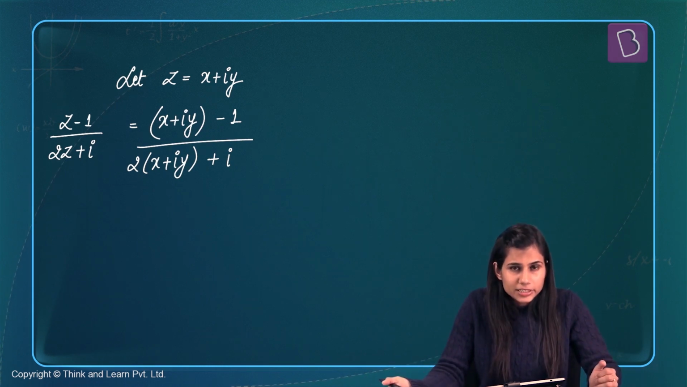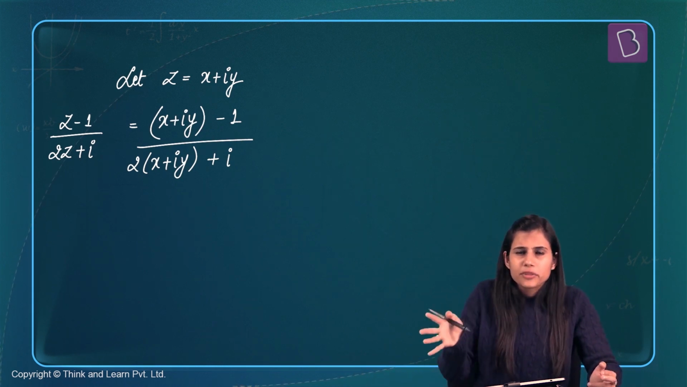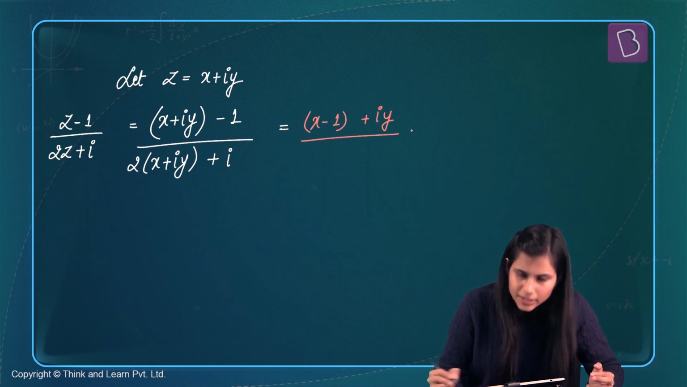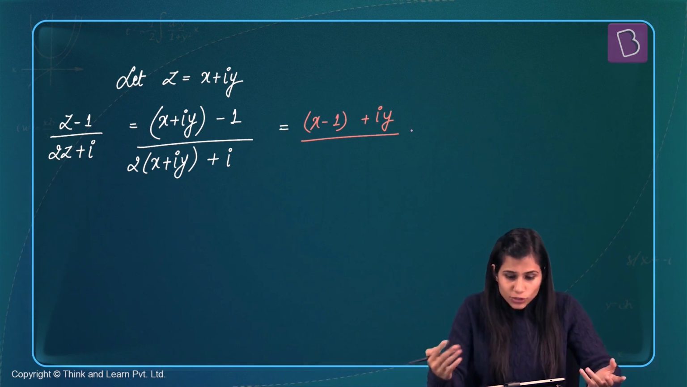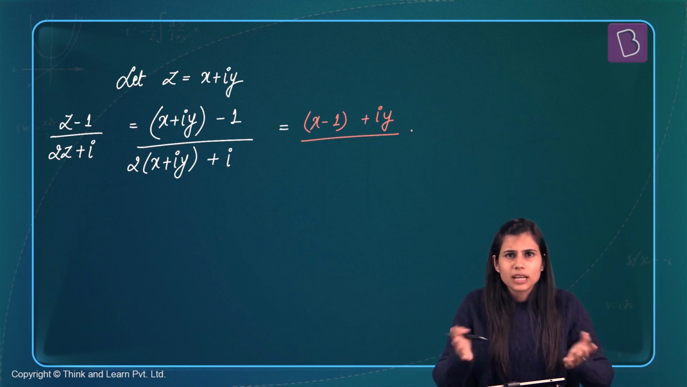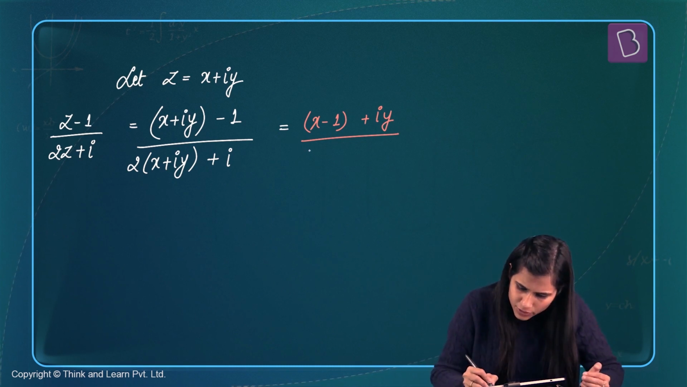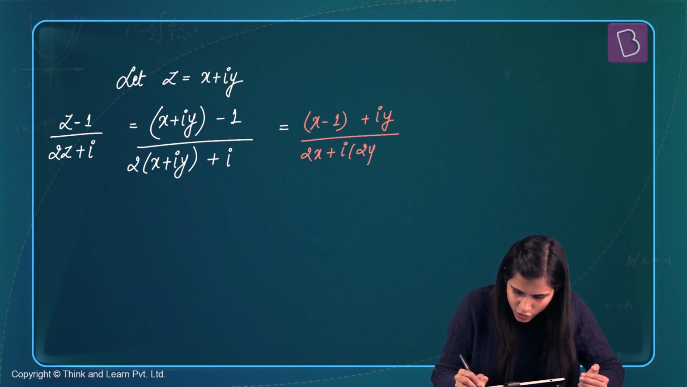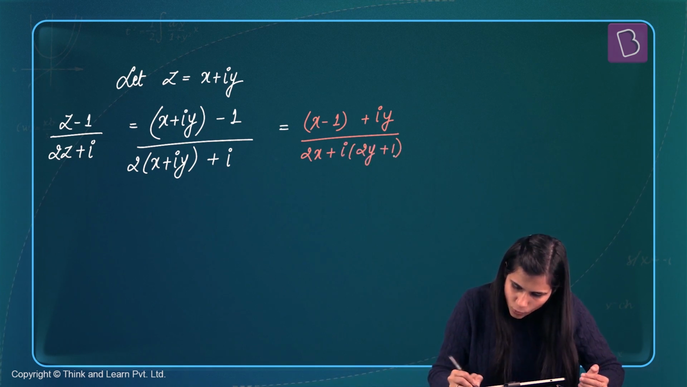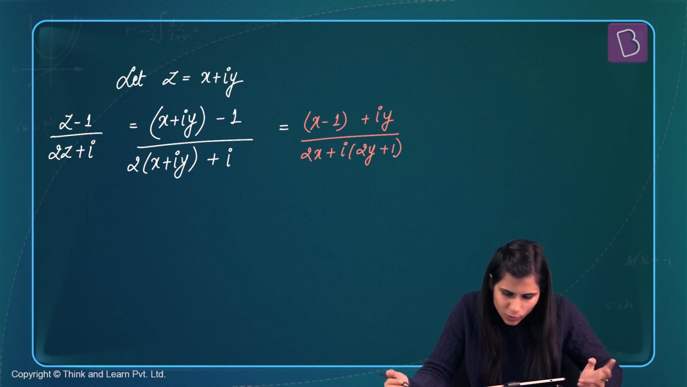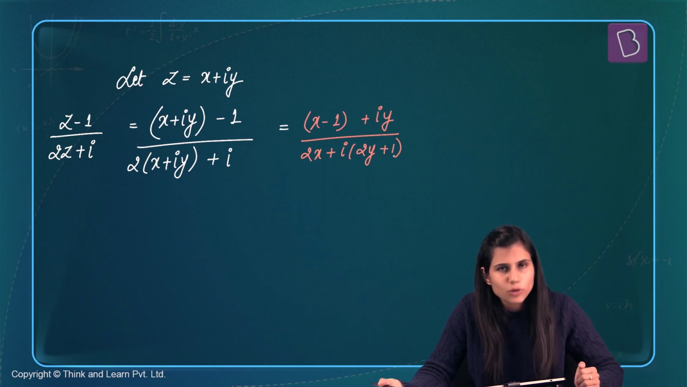What do you get in the numerator? I'll just write the real parts together and the imaginary together. I have x minus 1 plus iota y. Denominator becomes what? Twice of x plus iota y plus iota. So again, club all the real and the imaginary parts together. So you get 2x plus iota times 2y plus 1. Isn't it? You have 2x, yes, you have 2 iota y, yes, and you have iota.